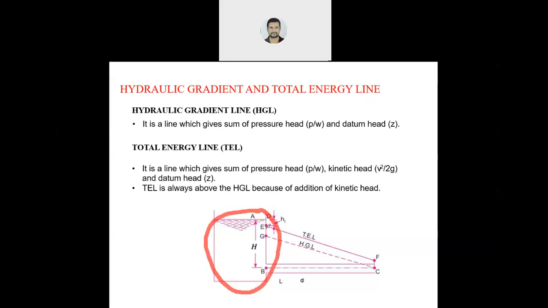The difference will be how much? The difference EG will be equal to the difference CF, and this will be equal to the kinetic head. And the remaining DE is nothing but the entrance loss, the head loss due to entrance or inlet. Correct? So first of all, you have to draw HGL, then add kinetic energy or kinetic head, and draw the TEL parallel to HGL. So this is how you will draw HGL and TEL.